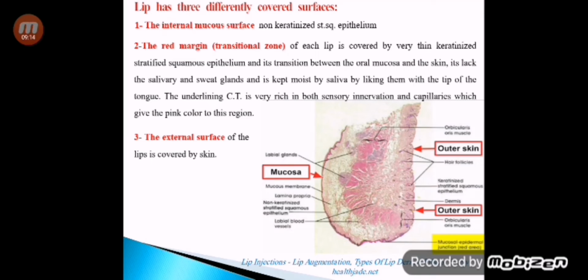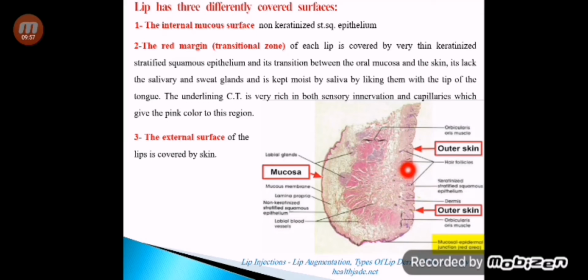So, the lip has three different covered surfaces. Number one, the internal mucous surface, which is covered by non-keratinized stratified squamous epithelium. Then the red margin, the transitional zone of each lip, which is covered by thin keratinized stratified squamous epithelium and is the transition between the oral mucosa and the skin. It lacks salivary and sweat glands, so it is kept moist by saliva by licking it with the tip of the tongue. The underlying connective tissue here is very rich in both sensory innervation and capillaries, which give this region its pink color.